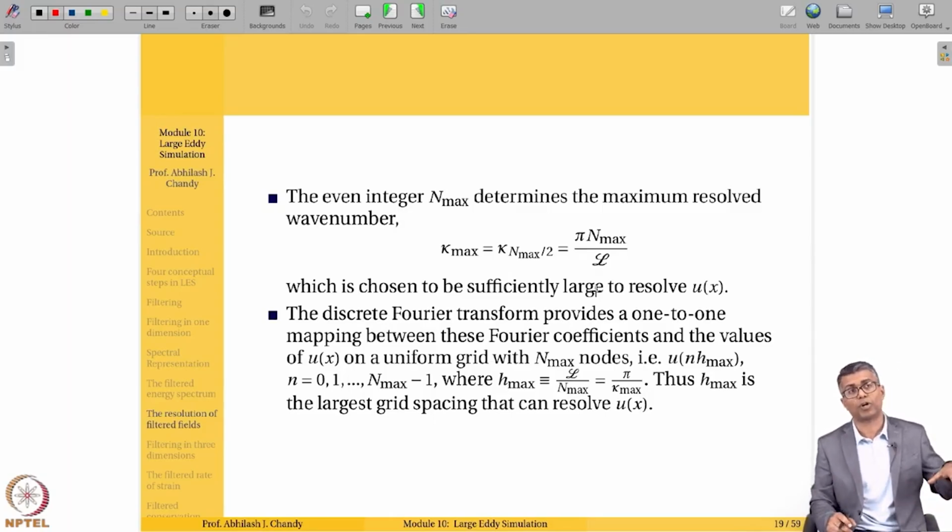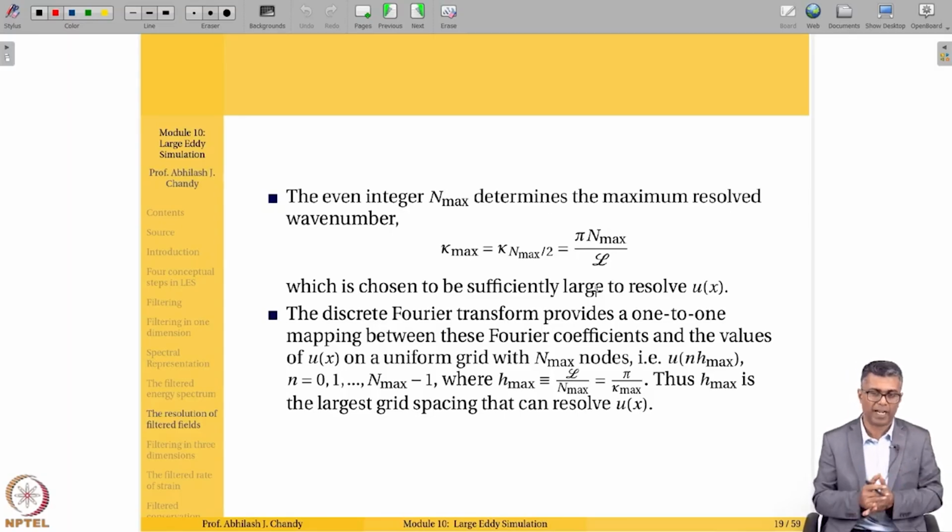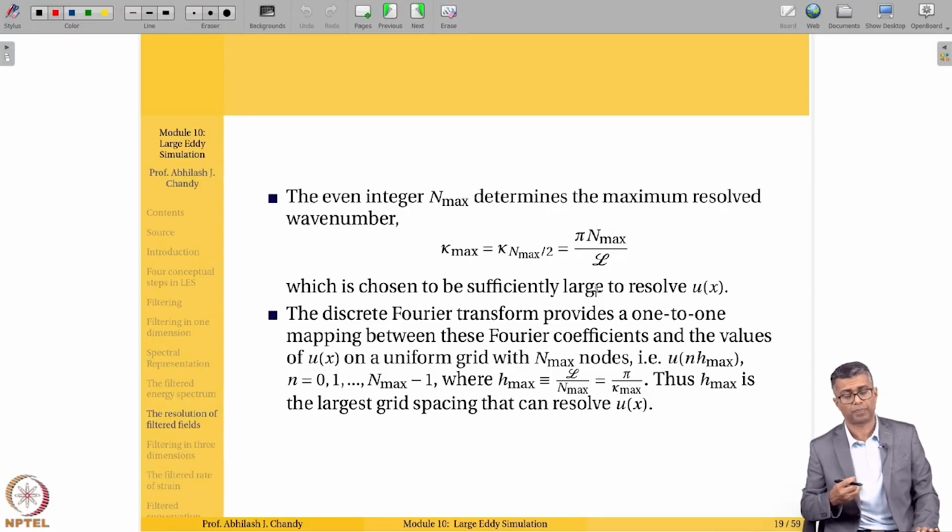So kappa max, according to the rule that we were using earlier, will be basically corresponding to 2 times the Kolmogorov scale. If you remember, it's about 2.1. We wanted it to be that ratio. So 2 times the Kolmogorov length scale would be corresponding to the maximum resolved wave number for DNS. And that is what kappa max would represent.